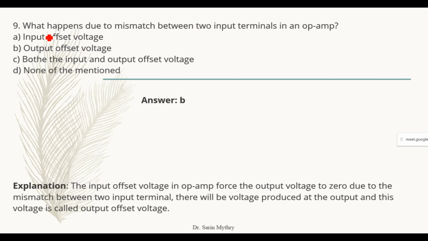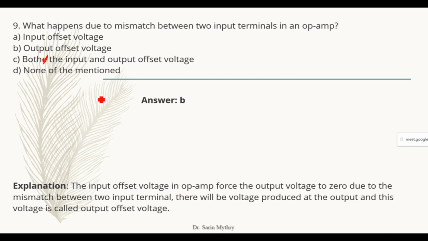Ninth one. What happens due to mismatch between the two input terminals? If there is a mismatch between the two input terminals in an op-amp, what is going to happen? Let us see the options here. Is it related with the input offset voltage, or the output offset voltage, or both input and output offset voltage are going to get affected, or none of the mentioned above. The option B is the correct one here.